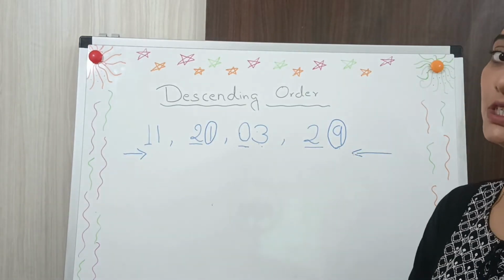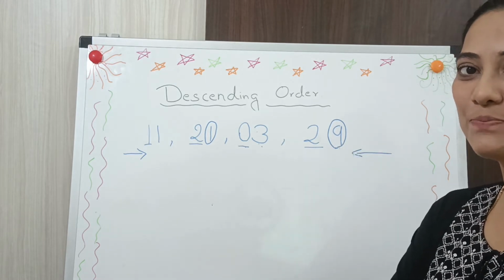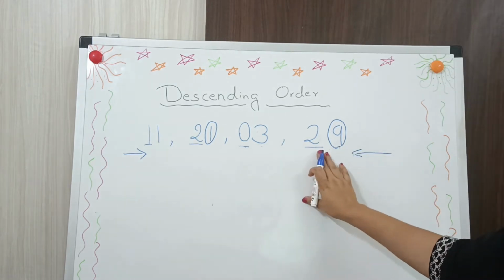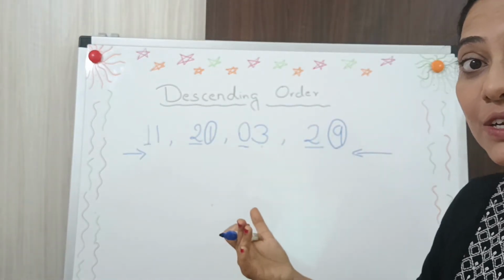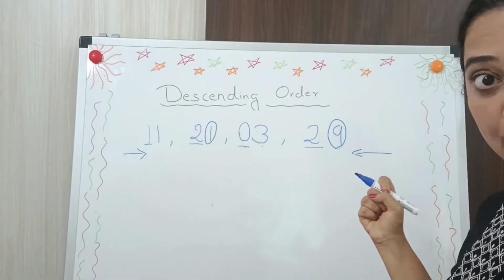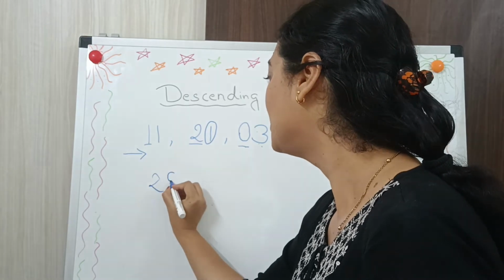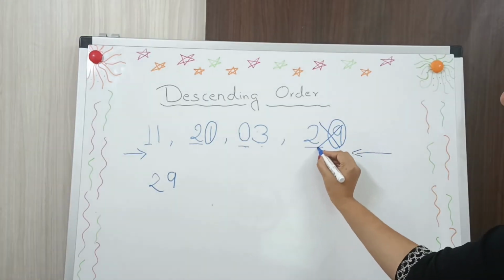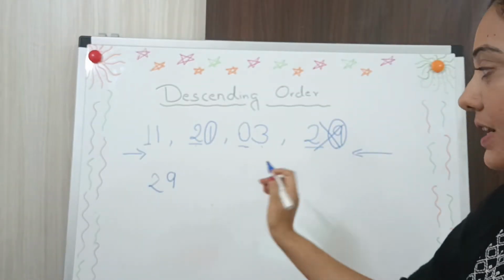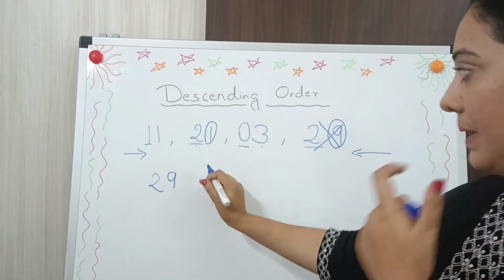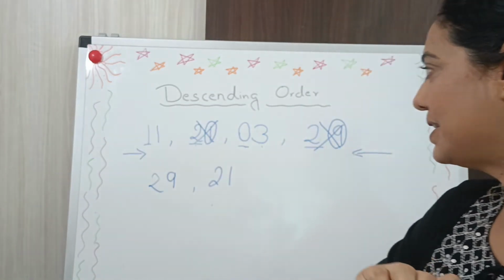So, right now which number will I write, 21 or 29? Yes, tell me. Right, we will write 29. Why? Because we are finding descending order. First we have to find the biggest number. So we write down 29 and we cut it down. It's done. Now 21 is left, right? After 29, 21 will come. So we write 21. Then I'll cut it out.